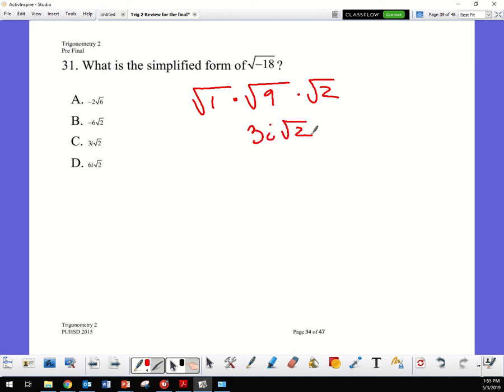Wasn't it a negative though? No, it's not negative, because the square root of negative 1 there. See the negative that's in the 18? Oh, yeah. All right.